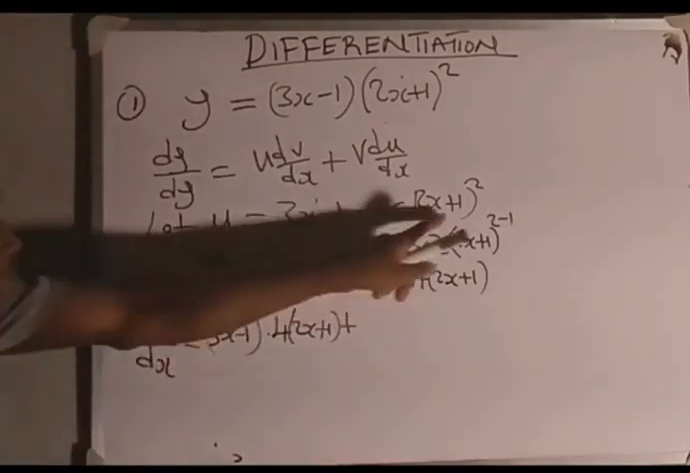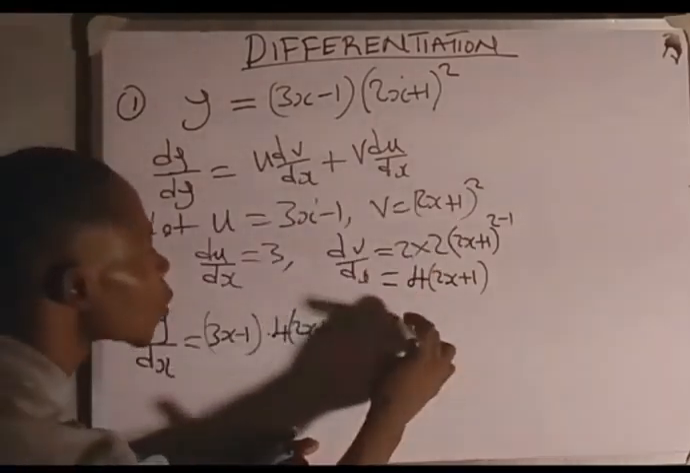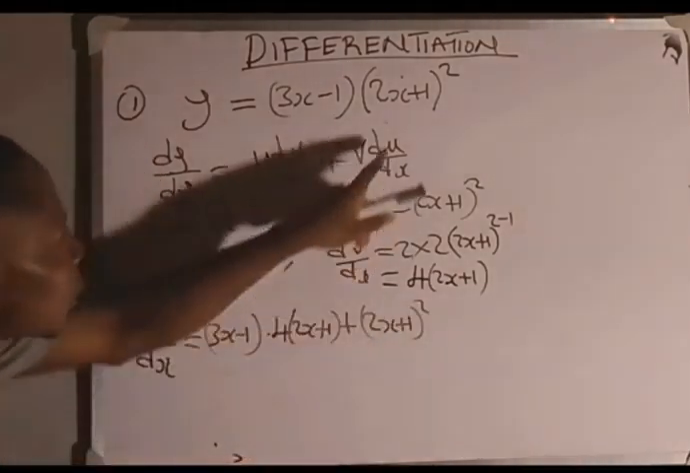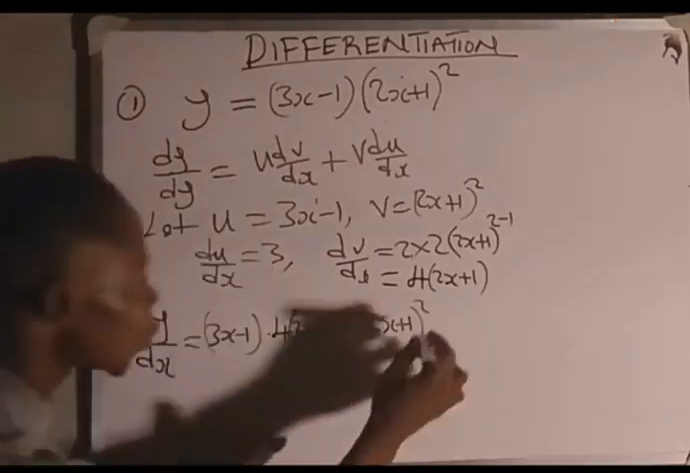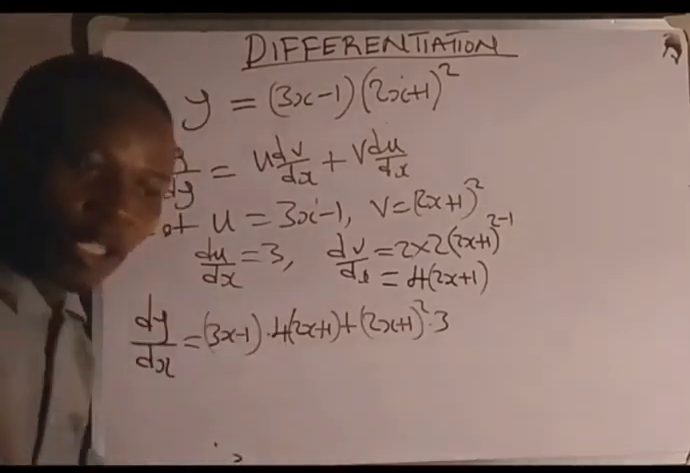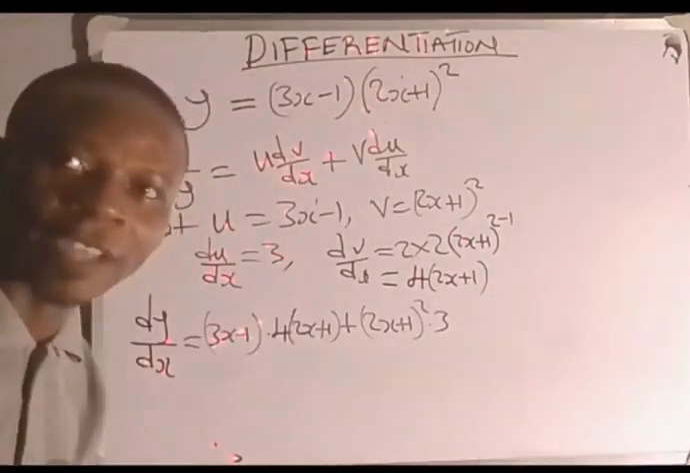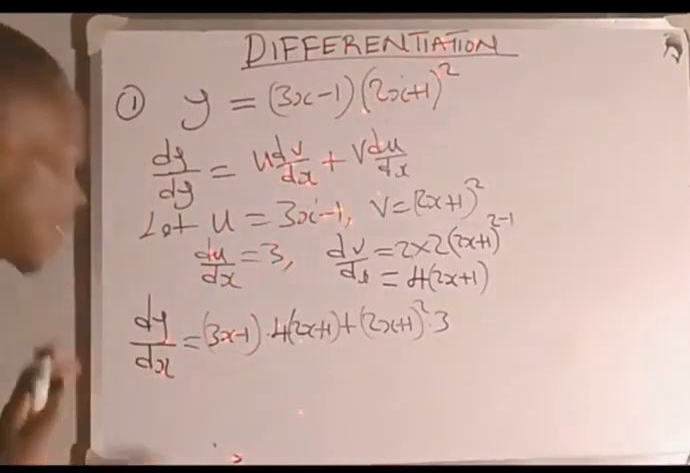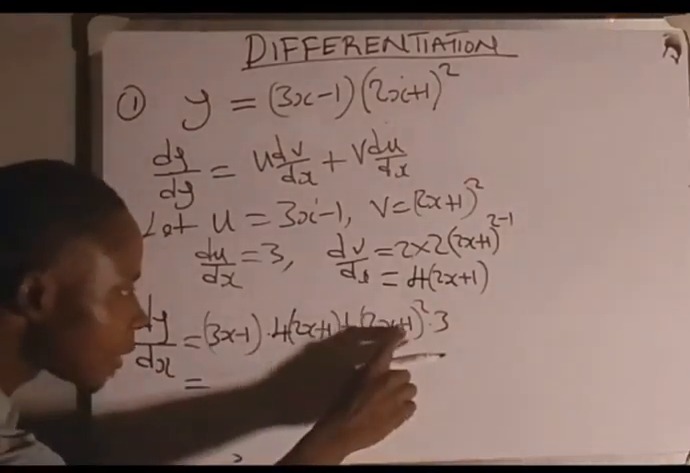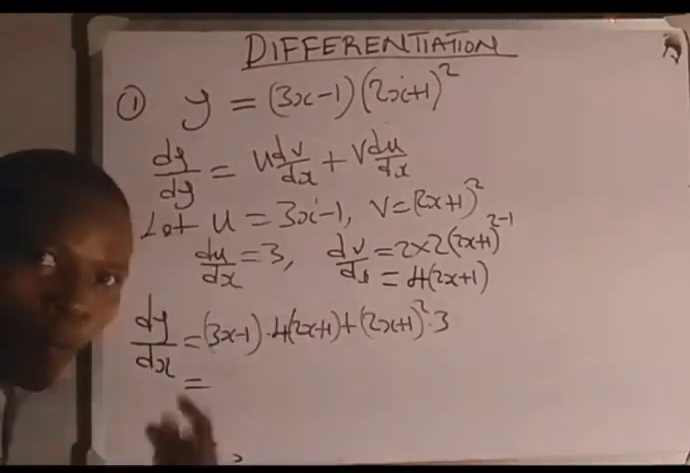Our v is this, so we'll have (2x plus 1) squared, and then du dx is 3, so times 3. So having done this substitution, we will now simplify this. To simplify this, can you see that this and this, they are common, so we can factor it out.